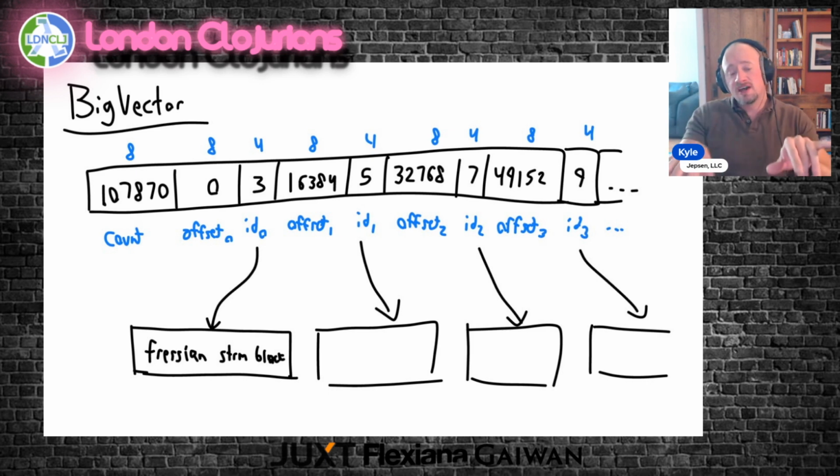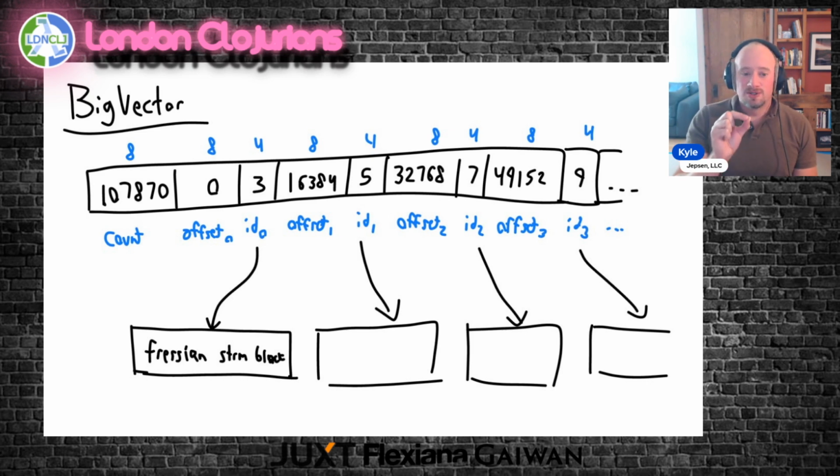Then I can stitch together all of those stream blocks into a single vector. So I store a big vector block that has the count, the number of elements that are in the vector, and then a table of integer offsets into the vector, and then which block ID contains them. So if I want index 3 from this vector, I'm going to look at offset 0 and offset 16,384 and say it's between those two.